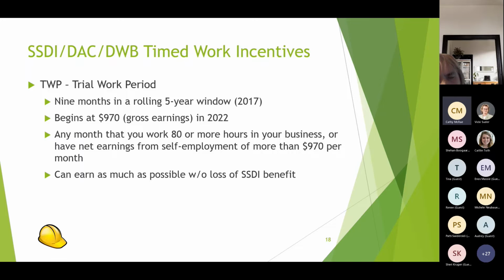So the trial work period begins at $970 gross earnings per month. So if you're earning $800 per month and you're getting SSDI, you are not working at the trial work period level, and it's not going to count against you. You're not going to lose your benefit or be at risk of losing your benefit at that earning level. At $970 a month, then they start counting those 9 trial work period months. They don't all have to be worked in a row. Like I said, they're going to look for 9 months within a 5-year window.